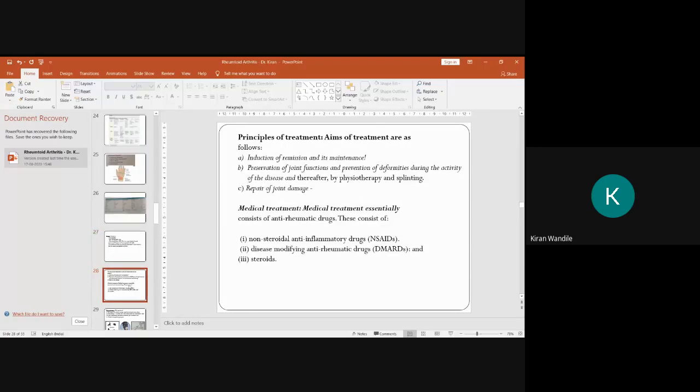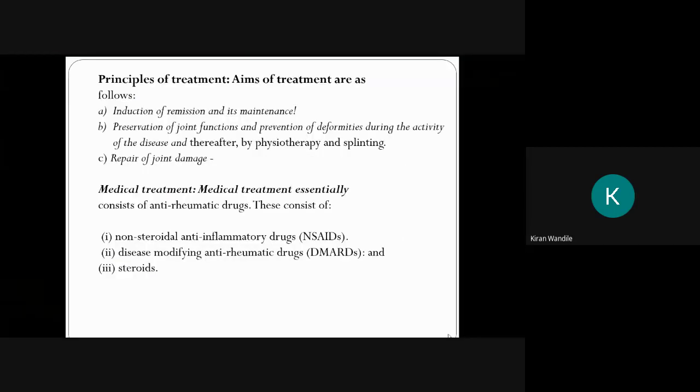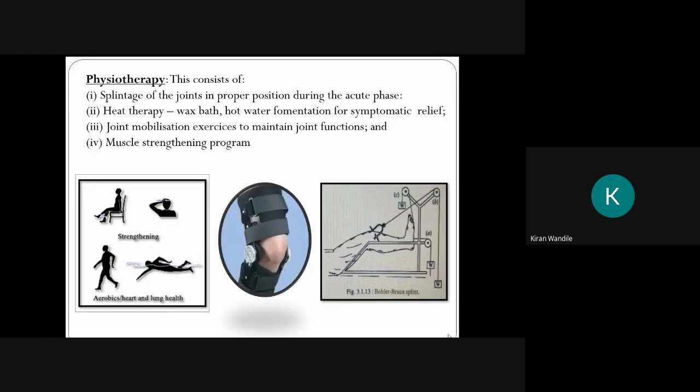Now coming to the principles of treatment, aims of treatment. So in orthopedics, the induction of remission and its maintenance, preservation of joint function. The second point in orthopedics is preservation of joint functions and prevention of deformities during the activity of the disease by physiotherapy, splinting, and repair of joint damage. I won't go into details of medical treatment, that must have been covered. NSAIDs, DMARDs, steroids, all are used. Coming to the physiotherapy part.